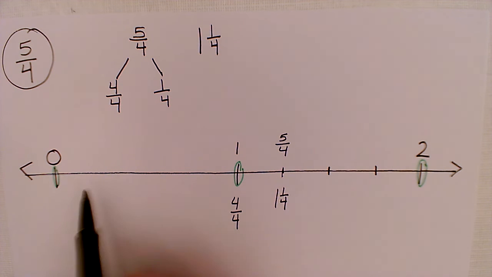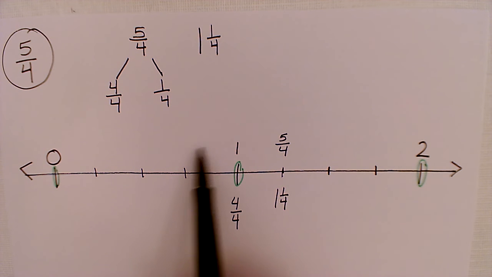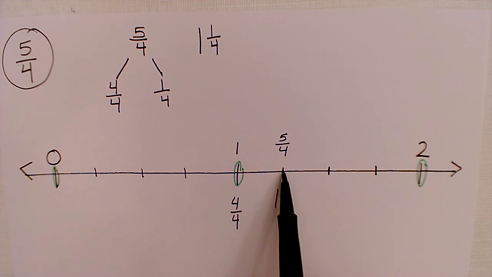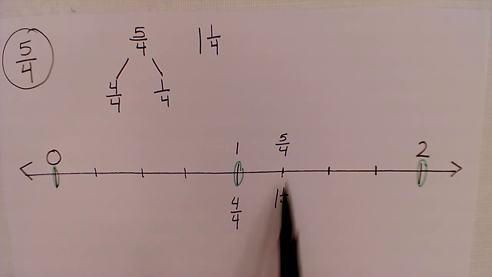So it would fall right around here, and I could actually write in my fourths on this side if I wanted to. So now you see I have 1/4, 2/4, 3/4, 4/4, 5/4, or 1 and a fourth. So those are my two ways of writing this.